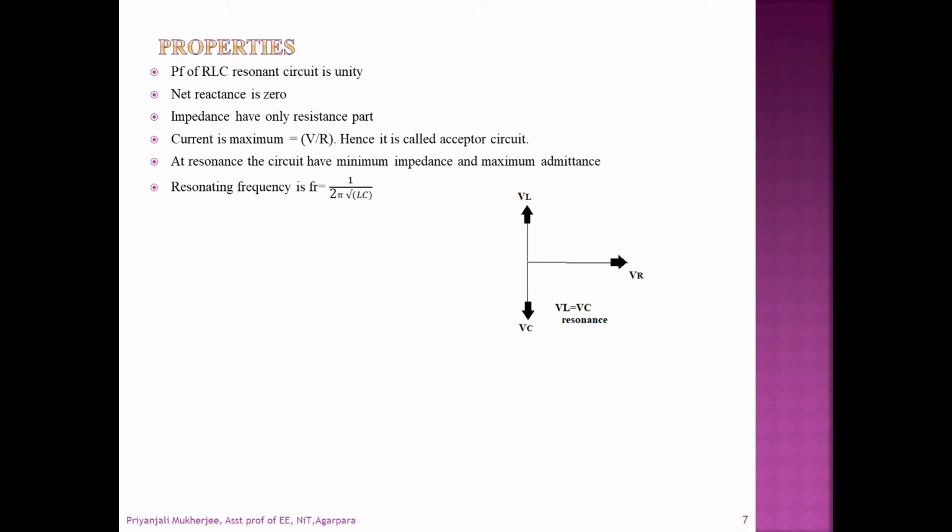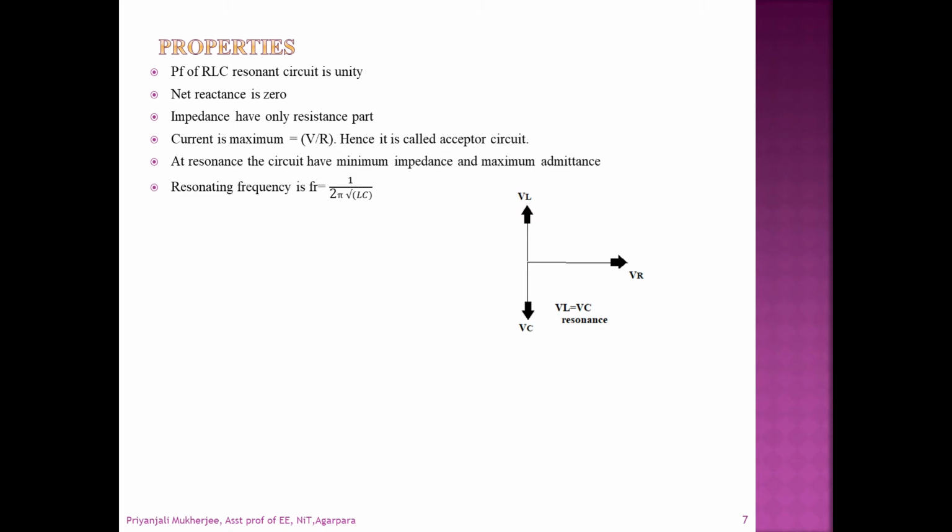Next is the properties of the resonance. In the resonating condition, the applied voltage and the resulting current are in the same phase, which means that the power factor of the RLC series circuit in the resonating condition is unity, the same as a purely resistive circuit, as it is acting as a purely resistive circuit. The net reactance is 0 at resonance, and the impedance has the resistive part only. The current in the circuit is maximum, and that is equal to V divided by R.